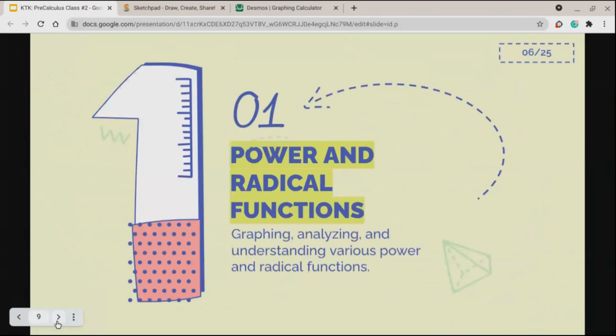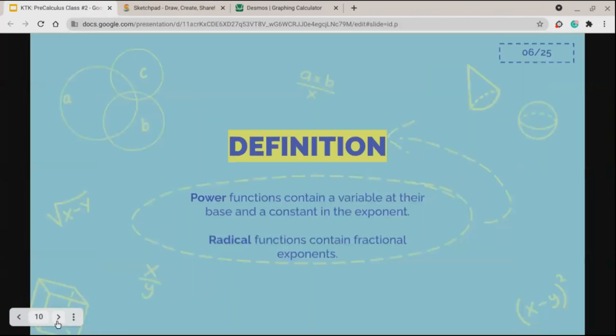So we're going to start with power and radical functions. We're going to start learning about what is a power and radical function, how do we graph them, how do we analyze them, and how do we understand them. So power functions contain a variable at their base and a constant in the exponent, and radical functions contain fractional exponents, or they would contain just a radical in the function, which is often a root of some type, like a square root, a cube root, or a root to the fourth.